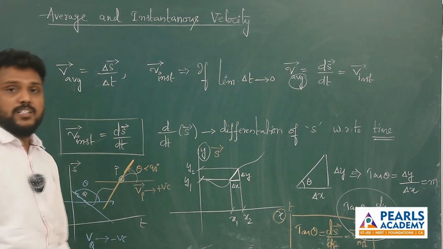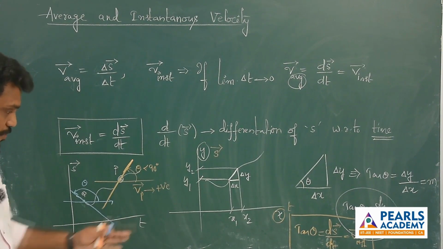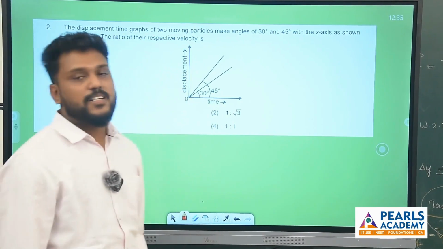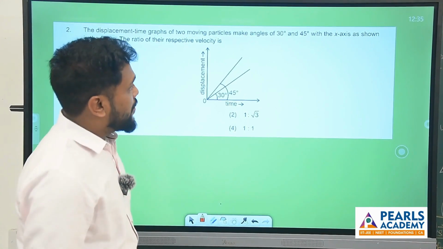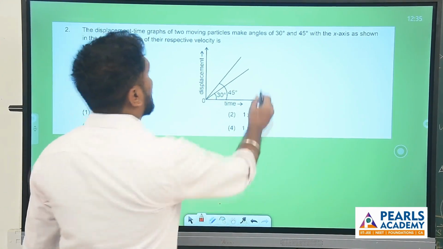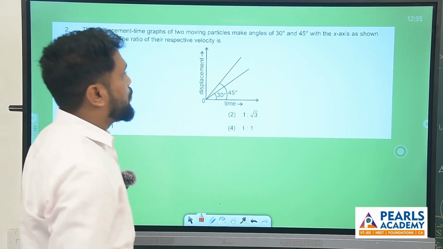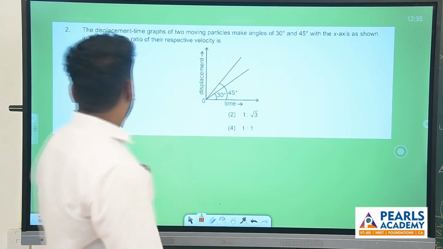Related to that, there was a question in the 2021 NEET paper. Let us discuss that now. Just now we discussed the concept of slope and instantaneous velocity. Related to that, there is a question which was asked in the previous NEET exam, 2021. The question is: the displacement time graph of two moving particles makes angles of 30 and 45 degrees with the x-axis, as shown in the figure.